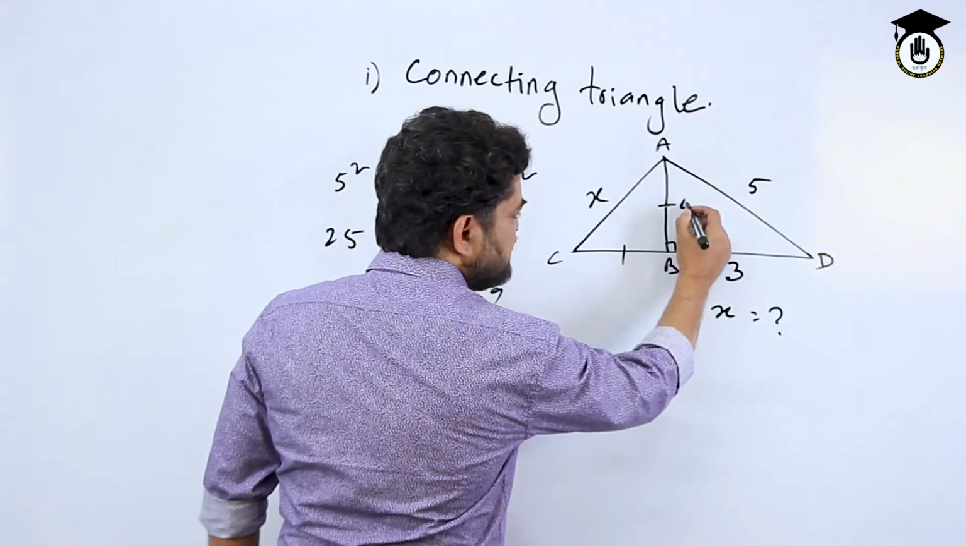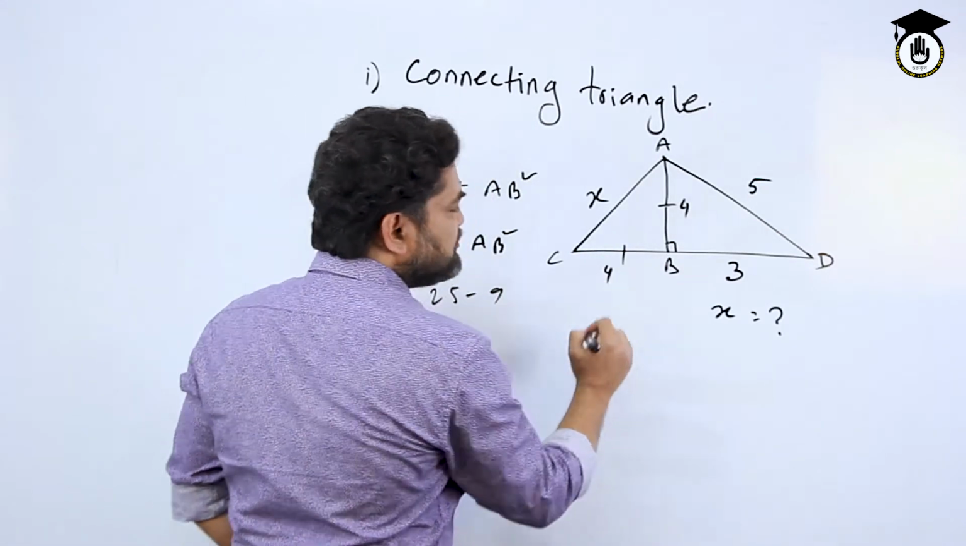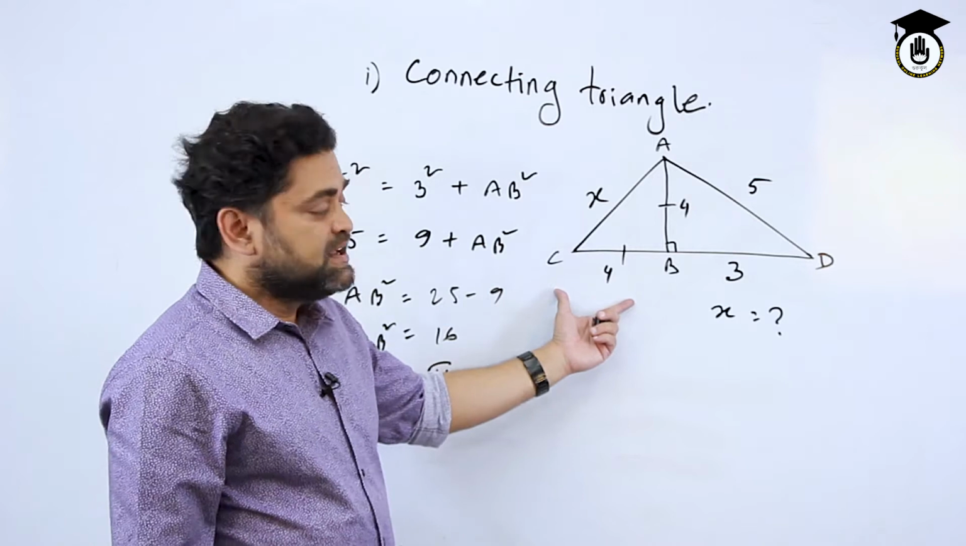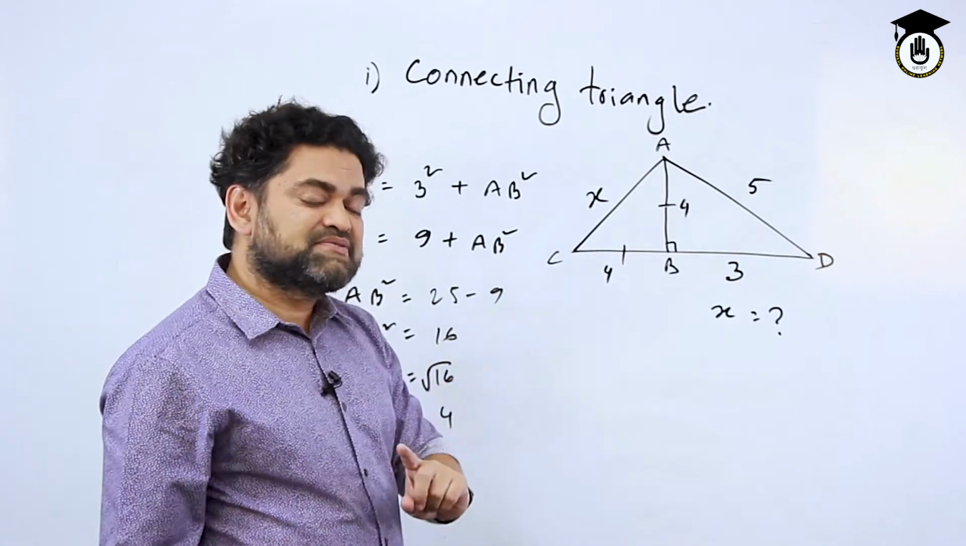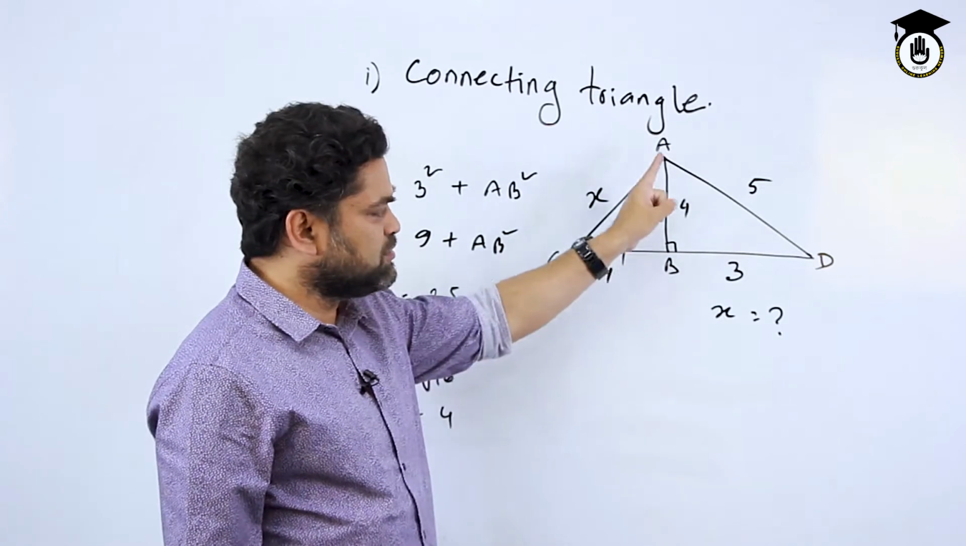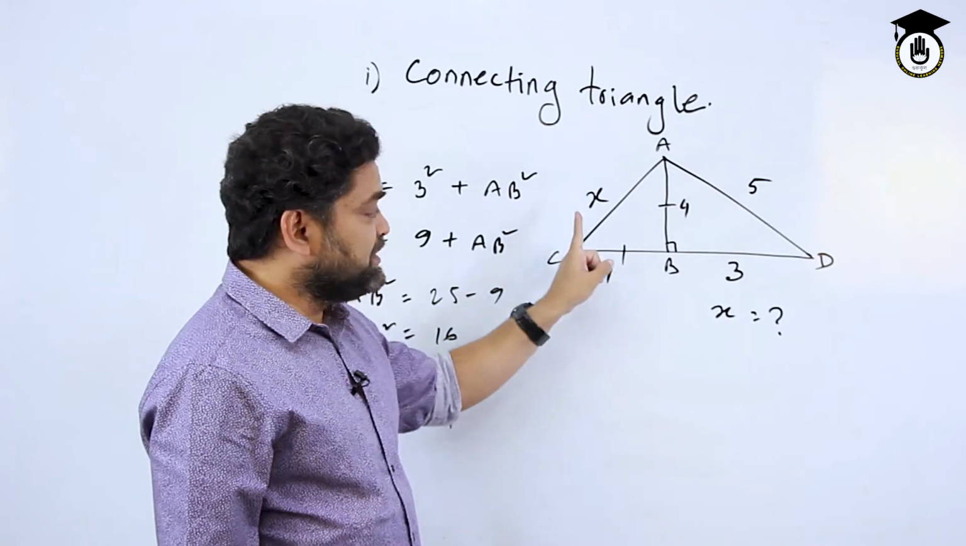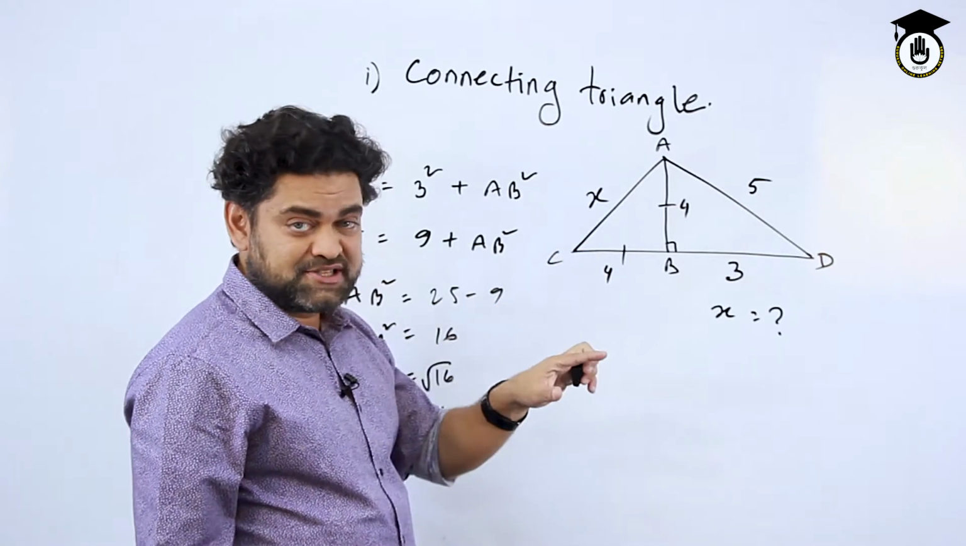Now if I'm writing here AB equals 4, it means that BC is also equal to 4, if the student comes to know about the isosceles triangle. In an isosceles triangle, two sides and the two base angles are equal. So if these two sides are equal, if this is 4, then this will also be 4. And that will be easier for me now to find x if you know this logic.